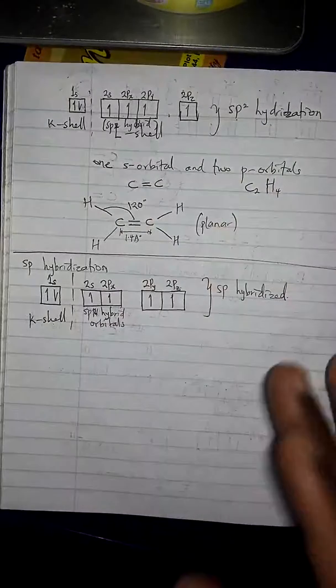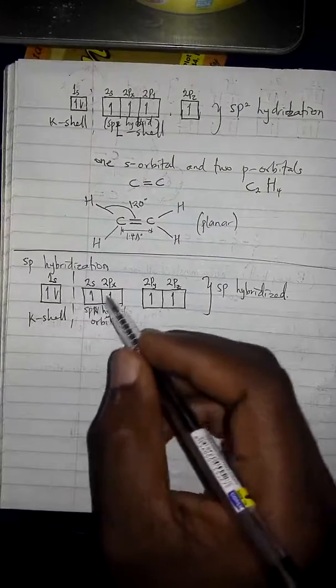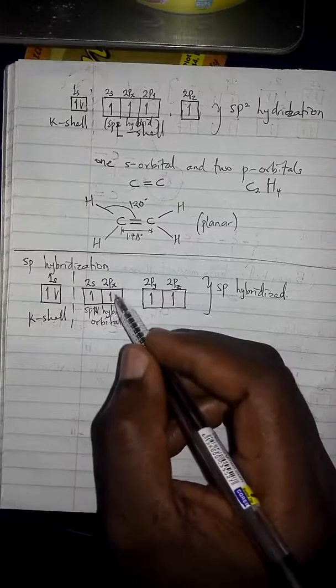Okay, you're going to learn all of these things in detail, but just know these basic things about them for now. One of the properties of sp hybridization is that it requires the blending of one s orbital and one p orbital. You can see that already: one s orbital, which is the 2s orbital, and one p orbital, which is the 2px orbital.